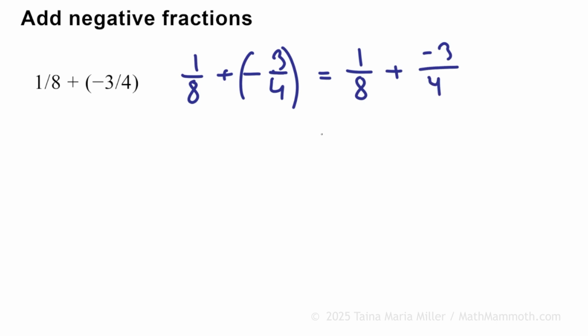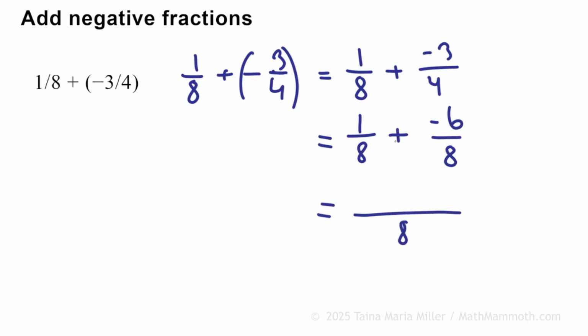And now we use rules of fraction addition. Like I said, we need a common denominator. That's going to be 8. So here we need to have the -6. At this point, then we will combine everything. It's going to be 8ths, and we will add 1 plus -6 here in the numerator.